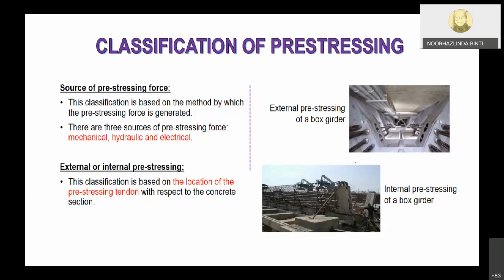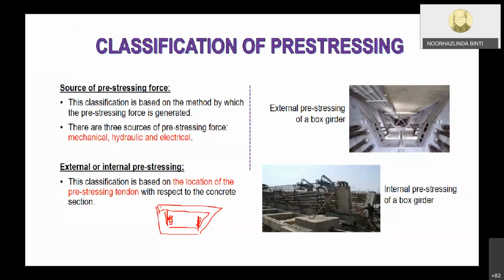The best example that I can give you is the box girder. The form is something like this. So the tendon will be somewhere here, maybe outside the beam. This is your beam, something like this. So in the hollow section here, in the hollow space here, is your tendon. So this is external prestressing.